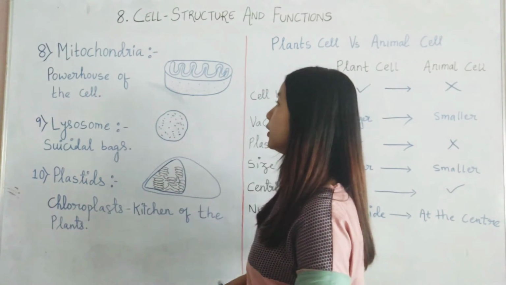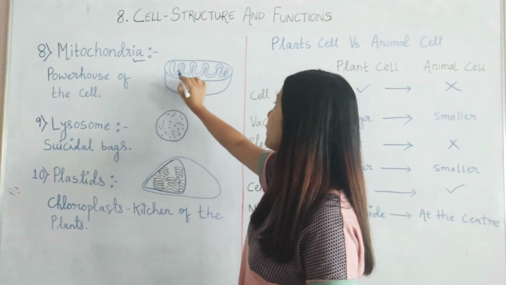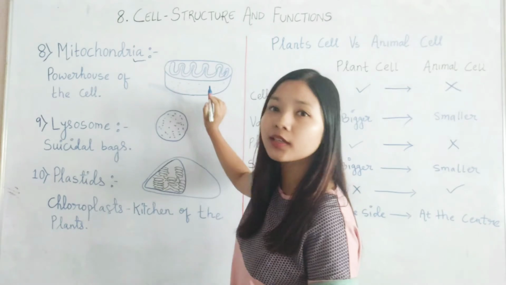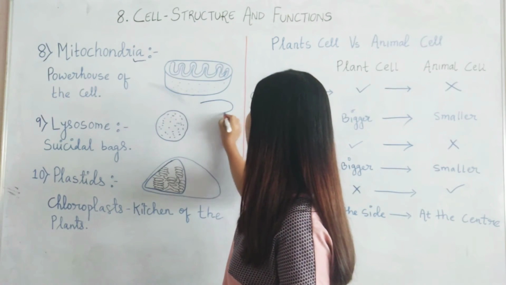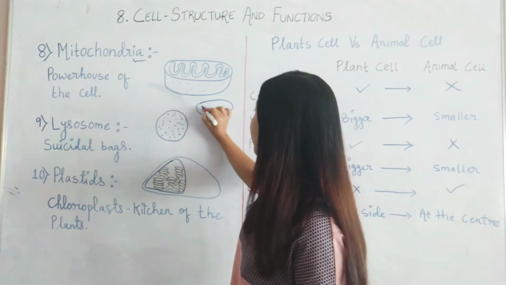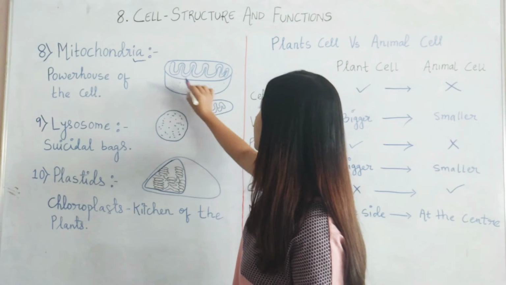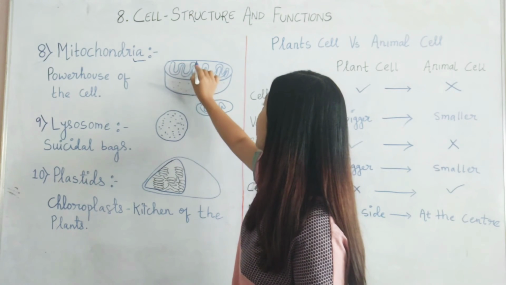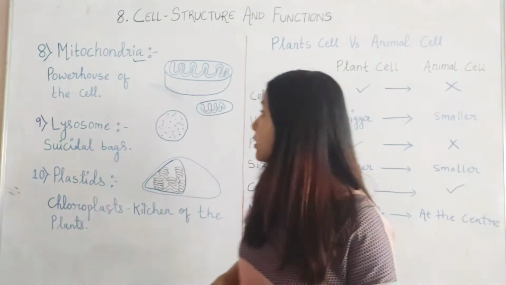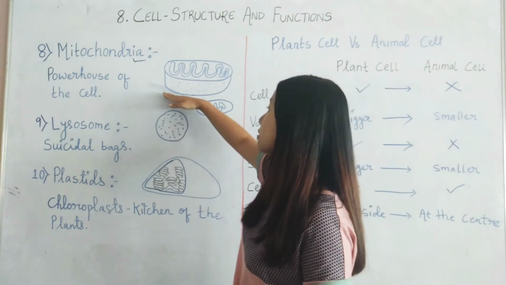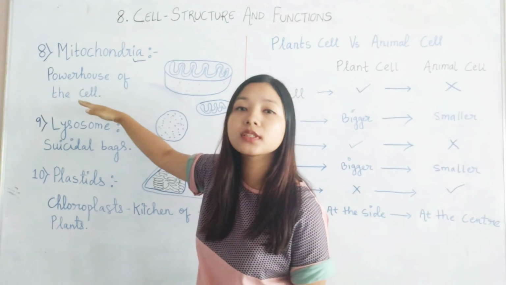Next, let's have a look at mitochondria. Mitochondria is a double membraned structure. That means it has two membranes. One is this outermost membrane and another one is this inner membrane. As you can see in the structure, this is one and this is the other. So inner and outer membrane, and this organelle is also called the powerhouse of the cell.